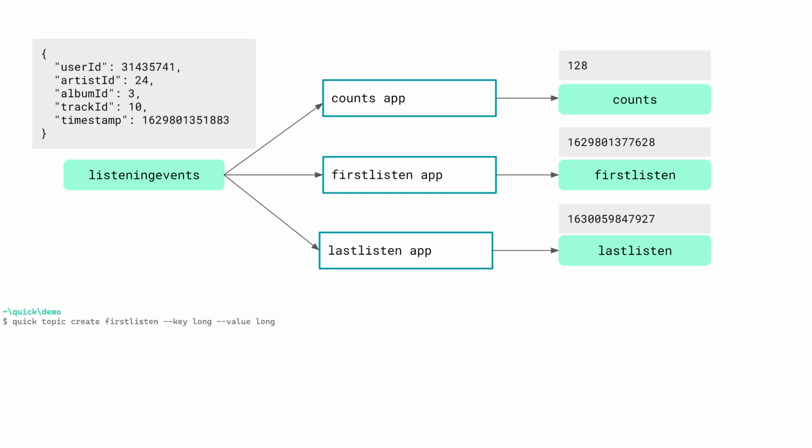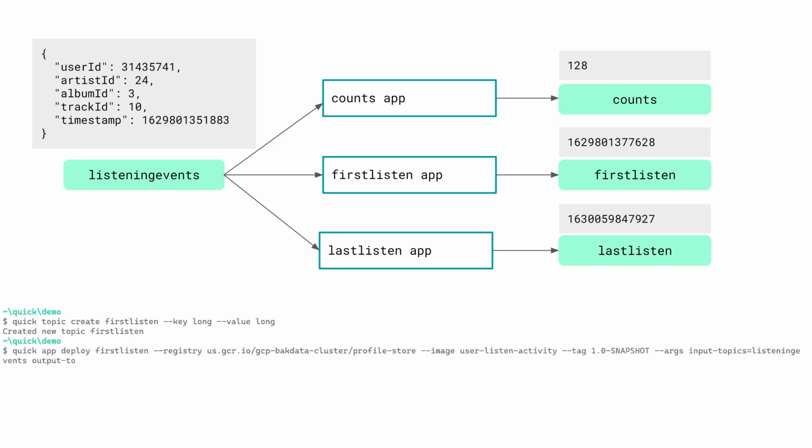I will take for an example the first listen. We specify the registry, the image name, version, and the arguments that are input and output topic, as well as, in this case, the kind of the app, which is for finding the first listening event.